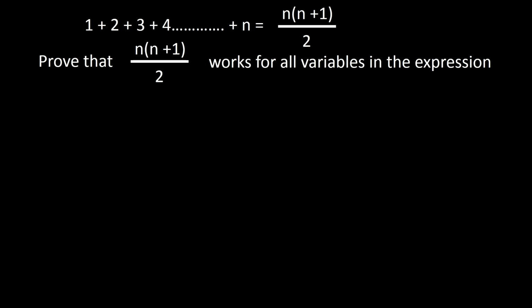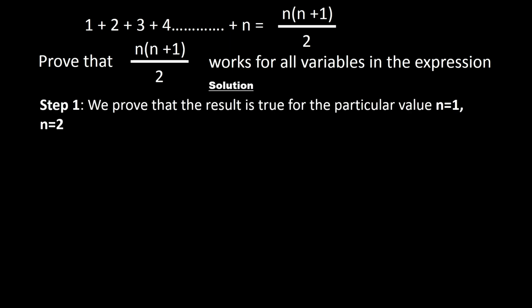Solution. Step 1. We prove that the result is true for the particular values of n equals 1 and n equals 2. That's step 1. So if we use n into bracket n plus 1 over 2, with n equals 1, it is 1 into bracket 1 plus 1 divided by 2. We are still going to get 1: 1 plus 1 is 2, 2 times 1 is 2, divided by 2 is 1.